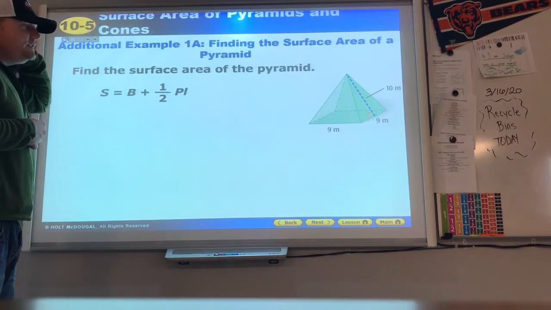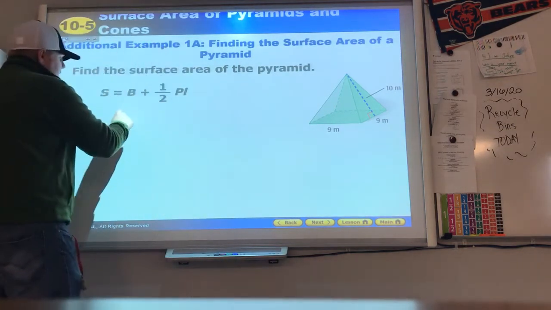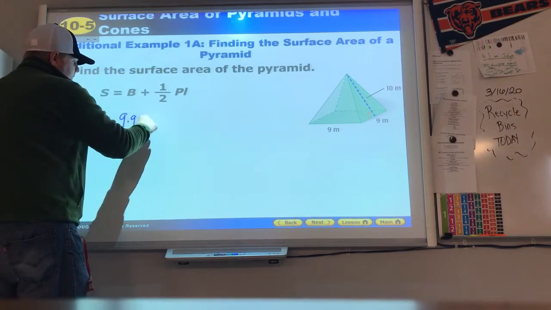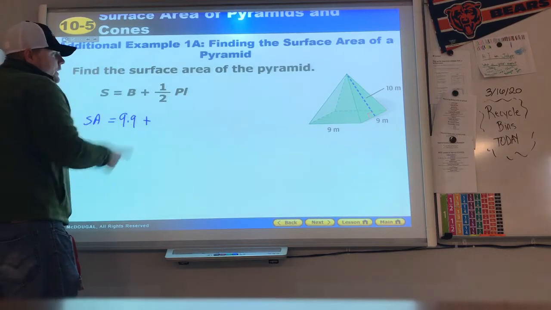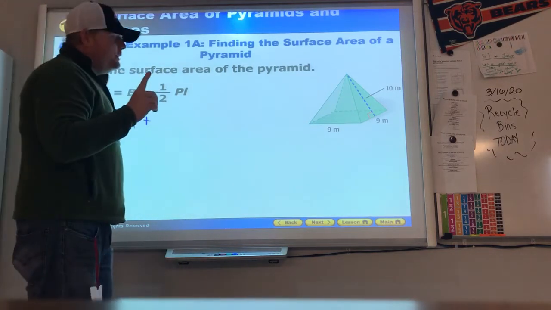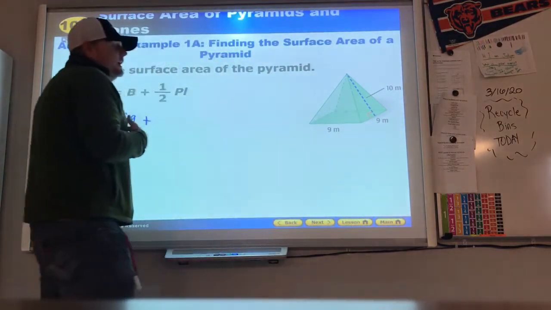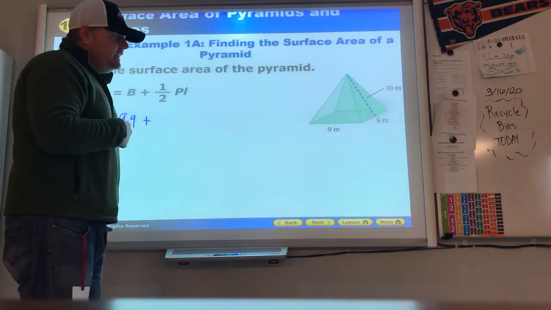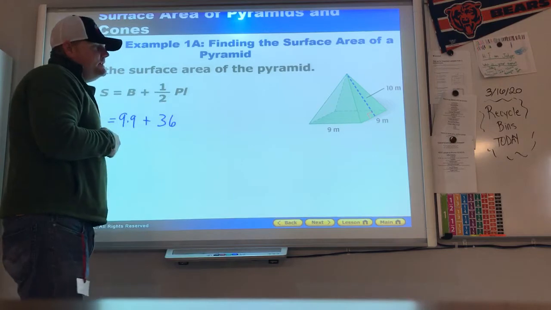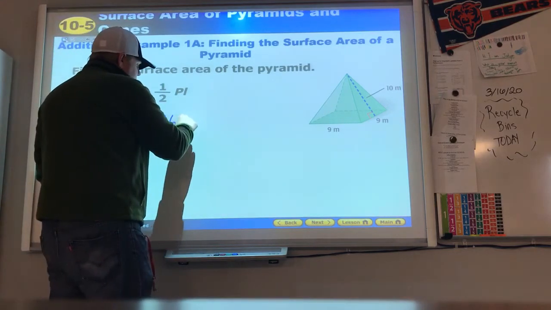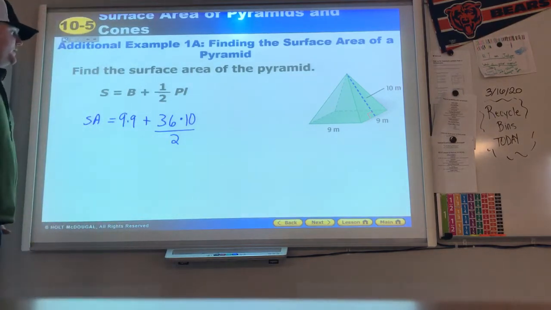So let's see what we do. To find the area of the base, this is a square. To find the area of a square, I take 9 times 9. That's how I'm finding the area of the square. To find the area of the sides, I'm going to add the perimeter of the base like we did before: 9 plus 9 plus 9 plus 9 is 36. I then take 36 times my slant height, which is 10, and I multiply by 1/2 or divide by 2.